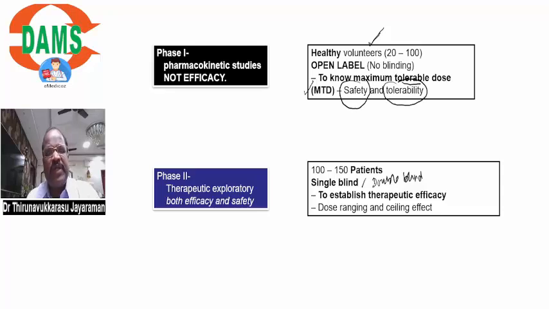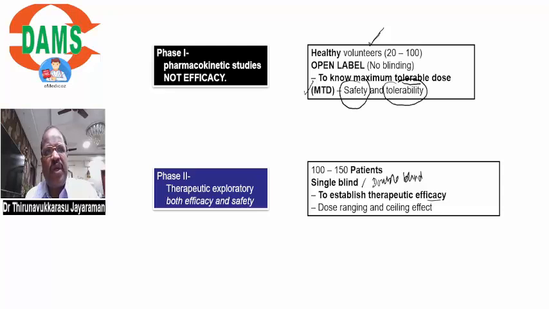Here the aim is to establish therapeutic efficacy of the drug. We can compare the efficacy with placebo or an old drug, and we are also going to study the dose ranging and ceiling effect of the drug. And in phase 2 trial, one of the problems, since we are doing the study in one single center, is that it may give bias.